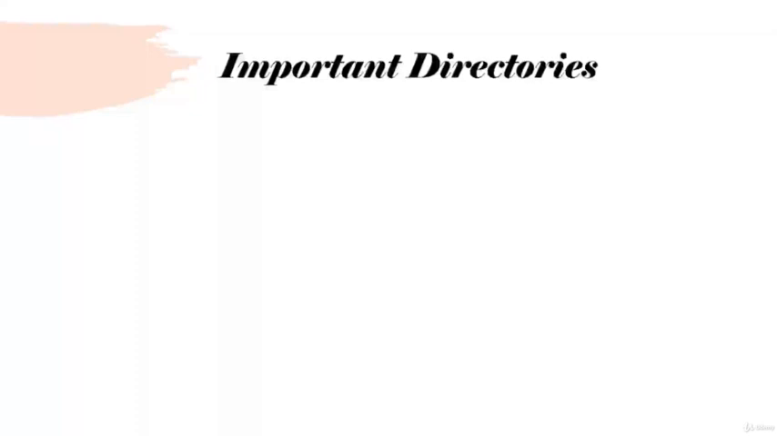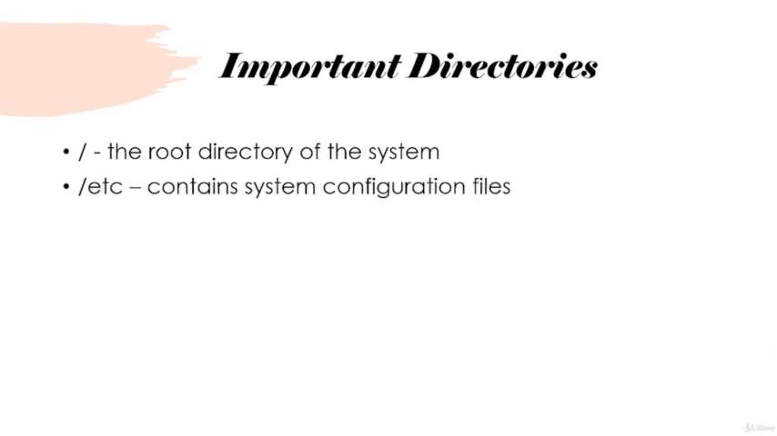Okay, so now let's just go over some important directories really quick that you should really be aware of when it comes to Linux. So when you just see slash, that's just the root directory of the system where pretty much everything starts. Every file and every folder is included in this directory. Then there's slash etc, and this contains just system configuration files.